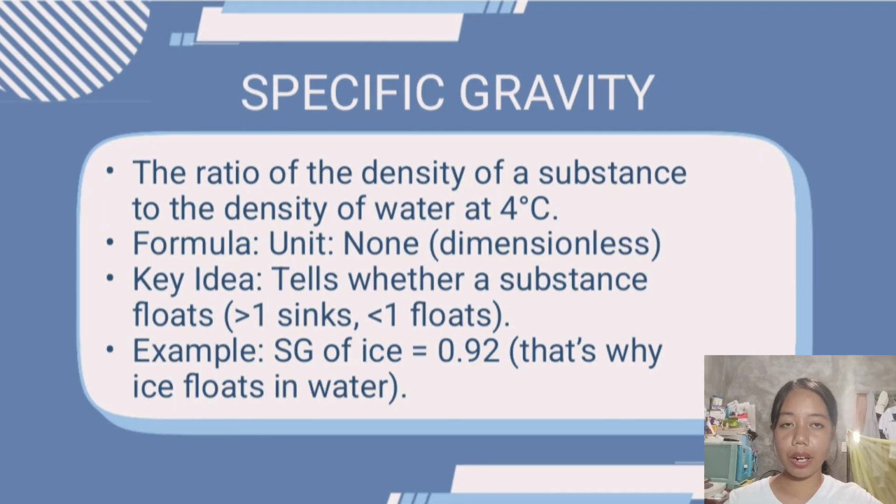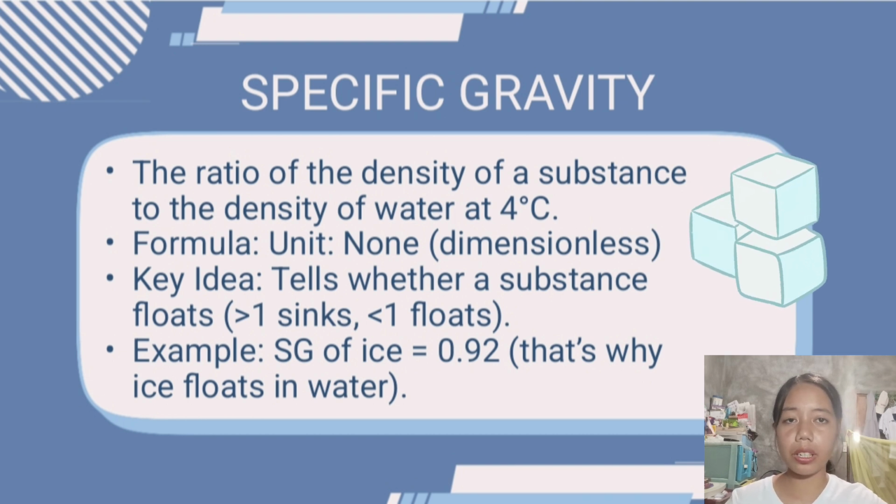Next is specific gravity, or SG for short. It is the ratio of a substance's density to the density of water at 4 degrees Celsius. It doesn't have a unit, it's just a comparison. If the SG is greater than 1, the object sinks. If it's less than 1, it floats. For example, the specific gravity of ice is 0.92. That's why ice floats in your drink.